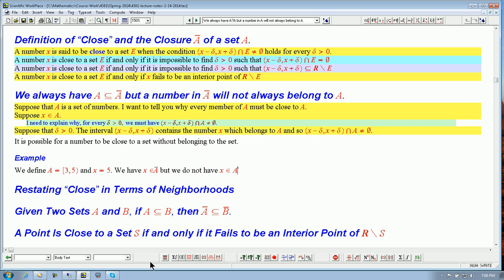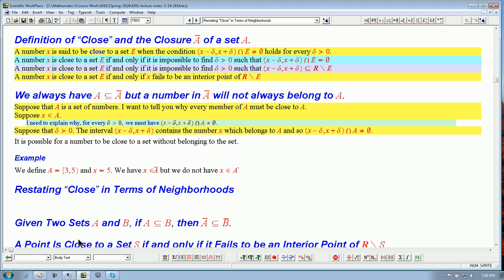Okay. So the supremum and infimum are going to be part of the closure. I think that's going to be one of our exercises. An upper bound of a set is close to the set if and only if it is the supremum. I haven't got time to do that one right at this moment. Okay.